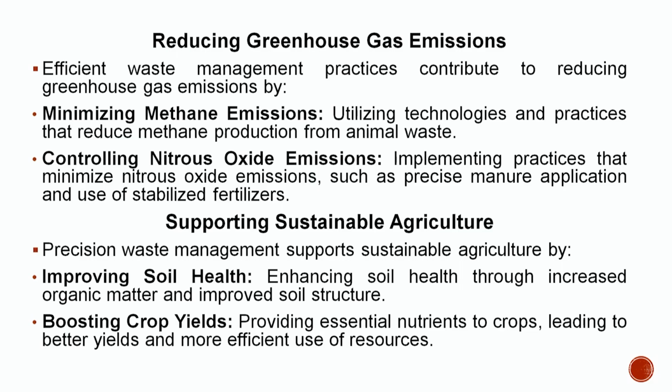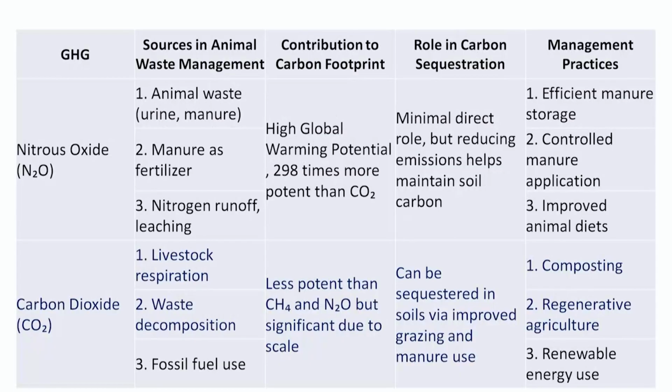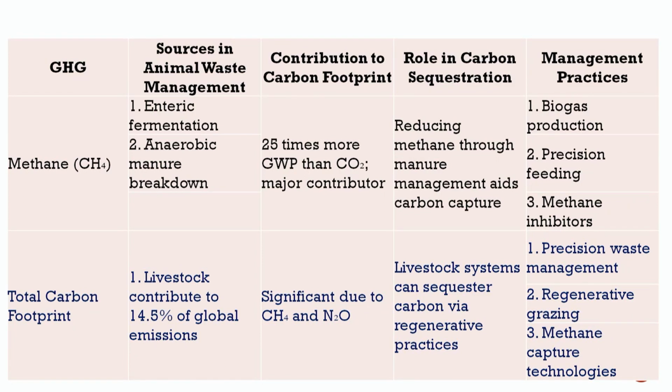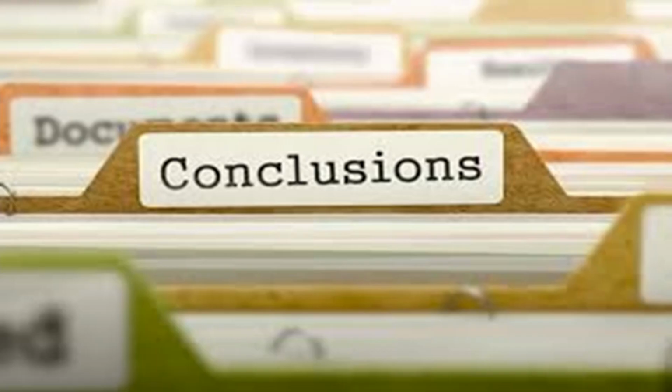So, reducing greenhouse gas emission, supporting sustainable agriculture by improving soil health, boosting crop yield, minimizing methane emission, and controlling nitrous oxide emission. These are the methods by which we can efficiently manage the various greenhouse gases, we can save our environment, and we can go for making various fuels, biofuels, biogas, and renewable sources of energy.